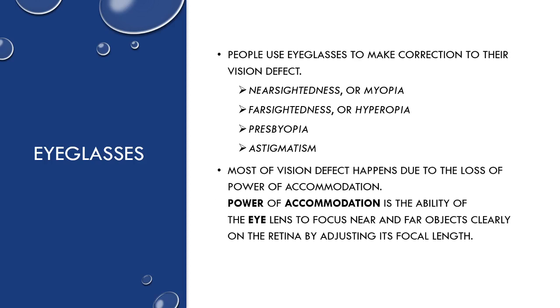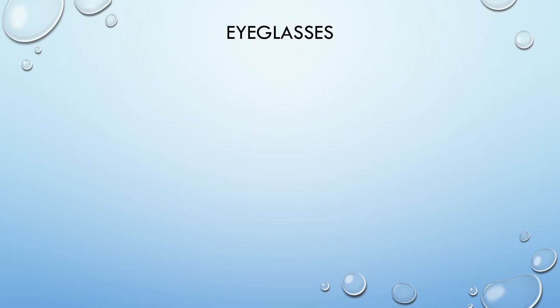Most vision defects happen due to the loss of power of accommodation. Power of accommodation is the ability of the eye lens to focus near and far objects clearly on the retina by adjusting its focal length. Now we will start our discussion about vision defect from myopia.